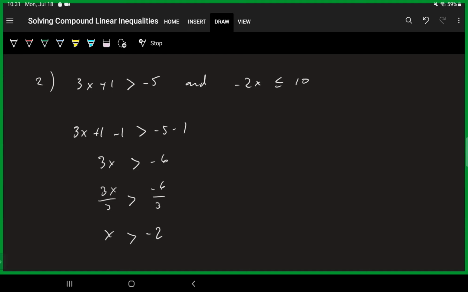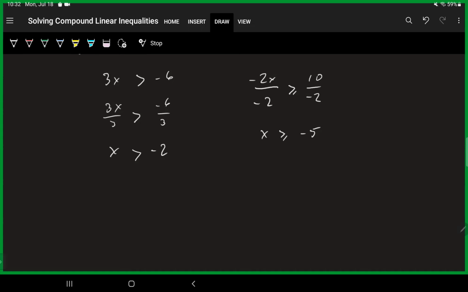Now let's look at -2x is less than or equal to 10. -2x divided by -2 is bigger than or equal to 10 over -2. We have to change the inequality sign there because we're dividing by -2. And finally, I'm going to get x is bigger than or equal to -5.